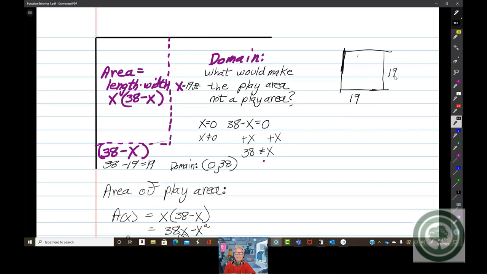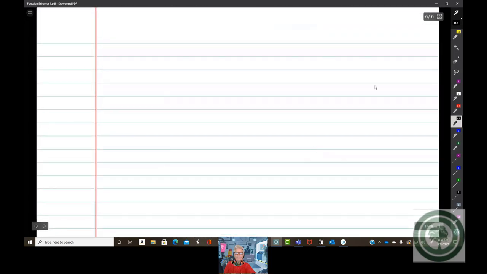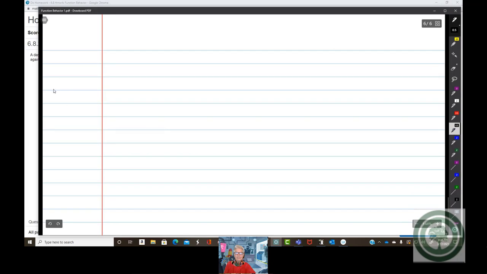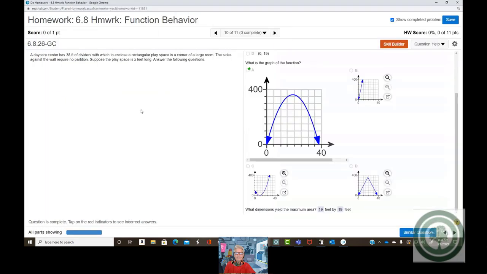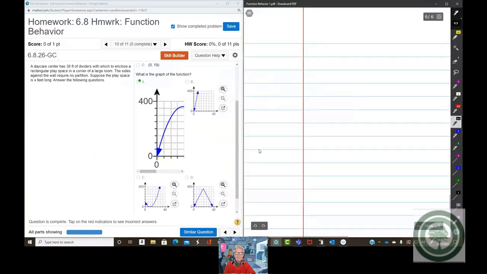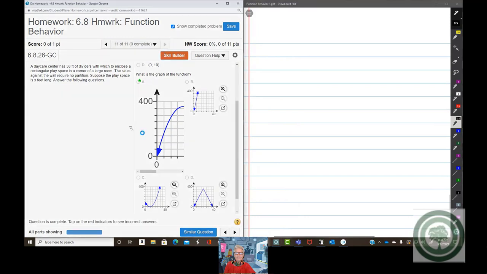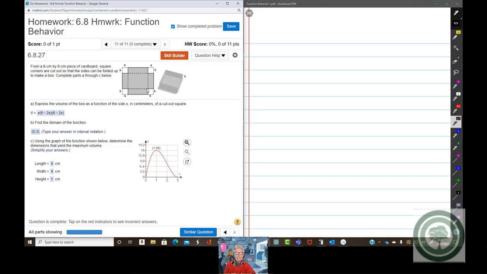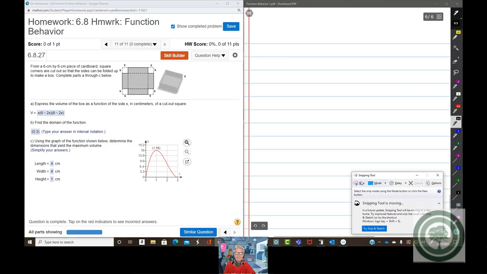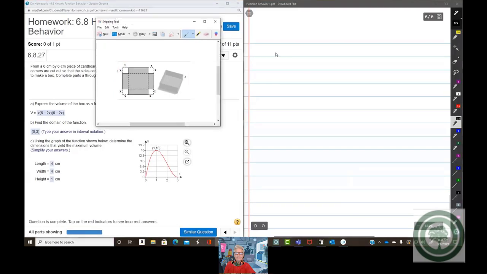Okay. So you cogitate on that, and we're going to do one more. We're going to make a box, an open top box. So actually I am going to drag this over here so that I can make the drawing large enough for you to see.